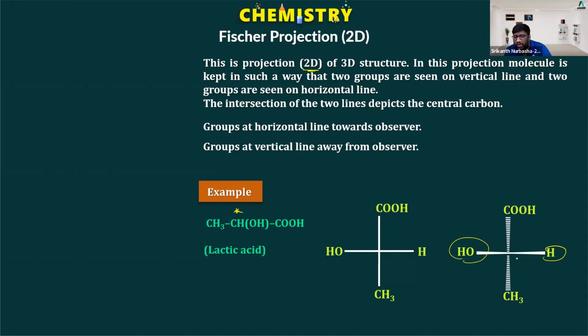Fisher projection is a two-dimensional representation of a three-dimensional molecule. Since the screen is two-dimensional in nature, I cannot draw the 3D molecule, so I have to represent the 3D molecule in the 2D plane. Like if you have a single point, how many dimensions does a single point have? If I have only one point, how many dimensions is it? One dimension. Point is one dimensional.